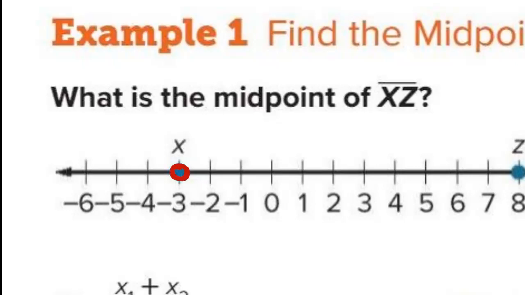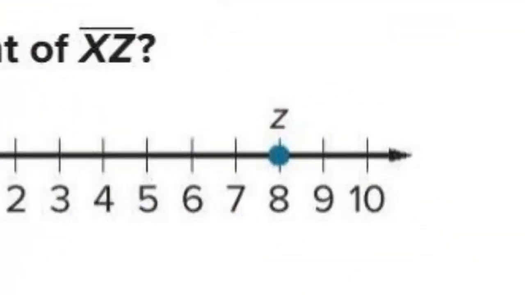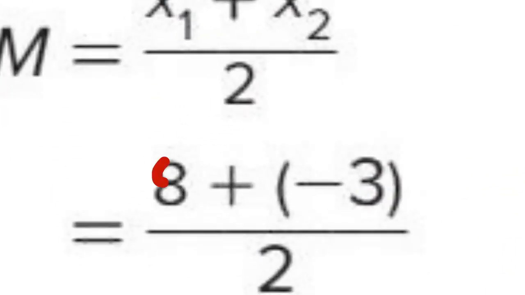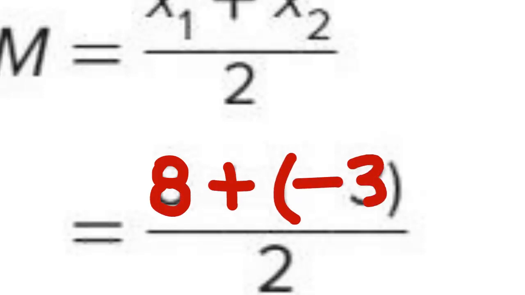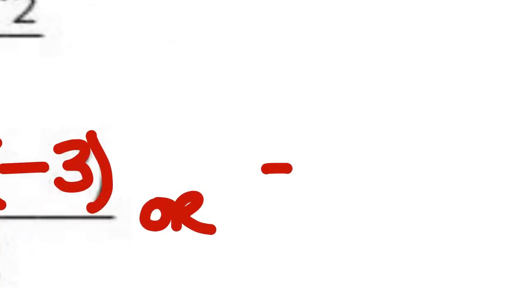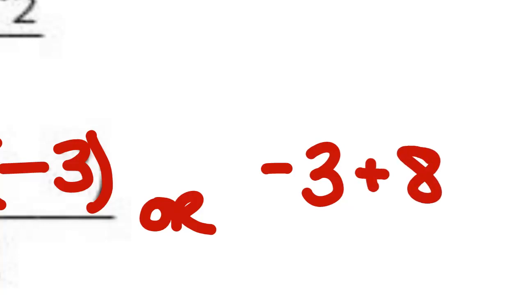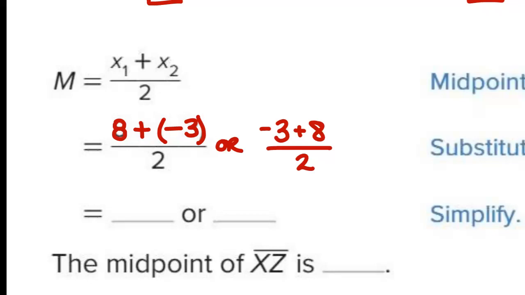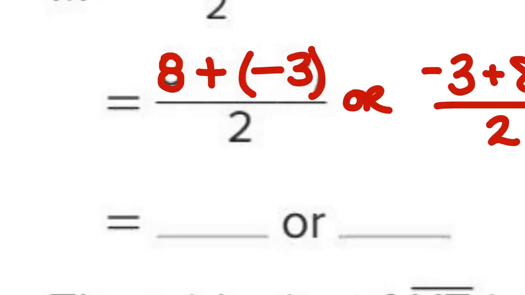What's the number that goes with point X? -3. What's the number that goes with point Z? 8. So I need to take the -3 and the 8 and add them together. It does not matter what order you do that in. So 8 plus -3. Or I want you guys to write this off to the side. You could do -3 plus 8. Does not matter what order you do that in.